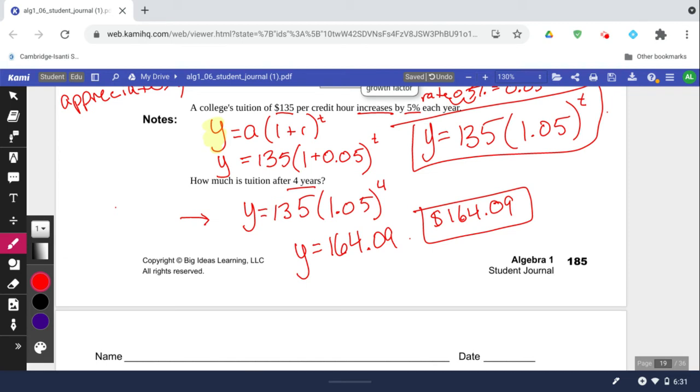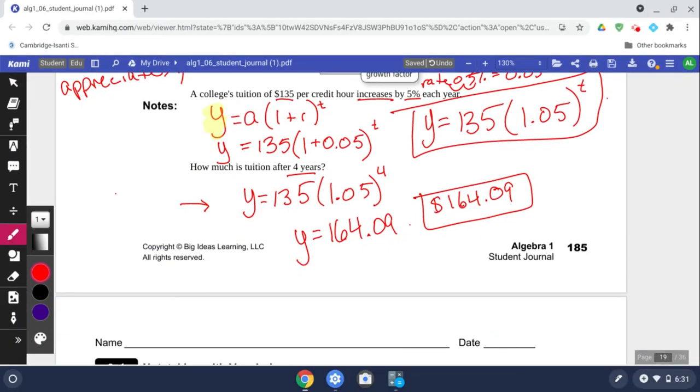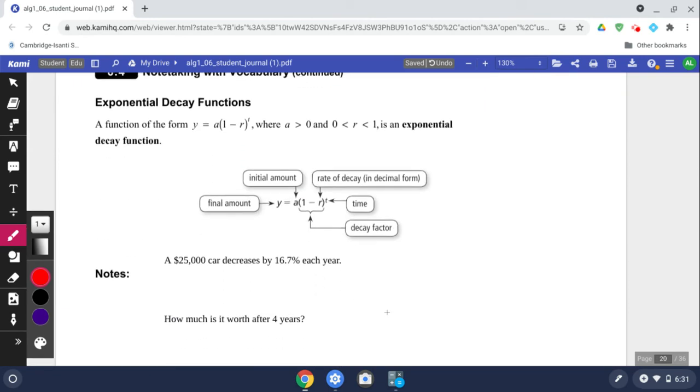We've got a very similar process for a decay problem, except it's going to be subtraction there with that rate. Let me show you what I mean. On that very next page, it goes into exponential decay. Very similar formula here. My final amount is equal to my initial amount, except instead of 1 plus r, it's 1 minus r. I'm not going to get 1.05, I'm going to get 0.95. 1 minus the rate, then take it to that power, the time.